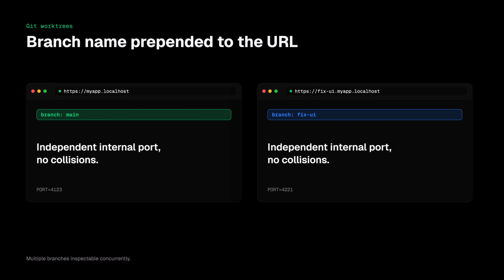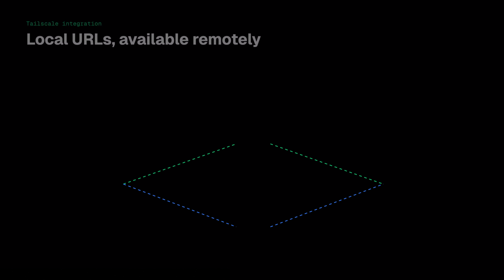If you use Git work trees for parallel branches or running multiple agents on the same repo, Portless detects the linked work tree and prepends the branch name as a subdomain. Each work tree gets its own URL, no coding or config changes required.